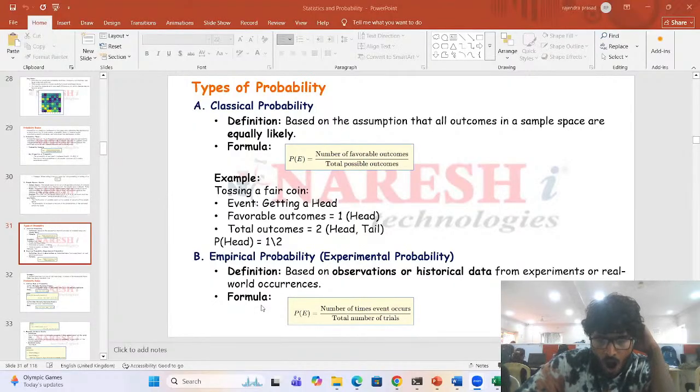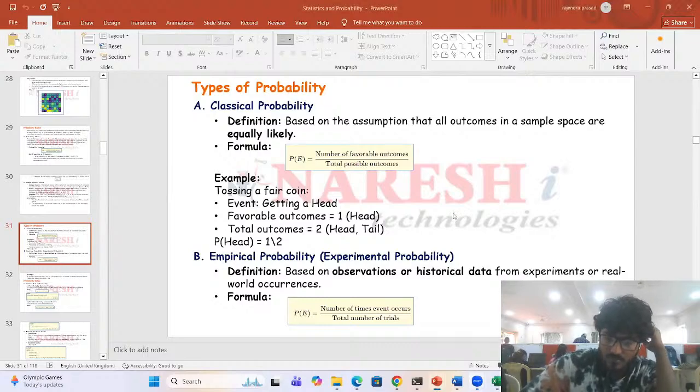Empirical probability is also known as experimental probability. It means you do some experiment, you get some outcome of the experiment, and depending upon that, you find the probability. You tell me, guys, even before this, I'll ask you one question.